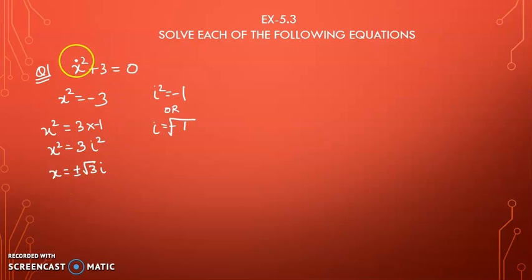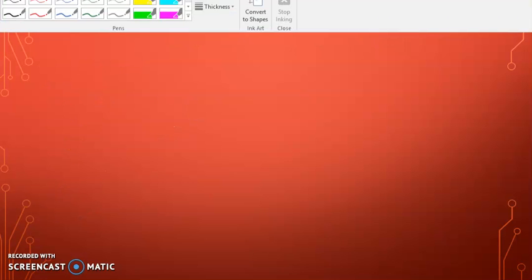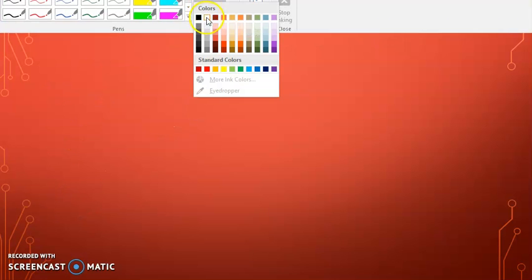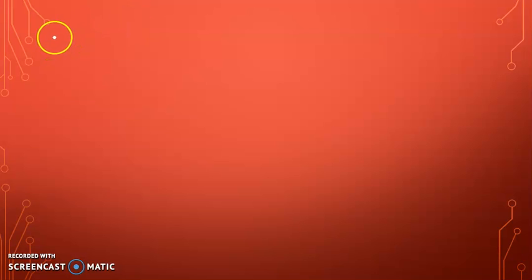Since it is a quadratic equation, and the fundamental theorem of algebra says a polynomial of degree n will have at most n roots, plus root 3i and minus root 3i are the two values. So this is your answer. Are you following, students? So easy, nothing difficult. So in this way we will solve all the questions very easily. Okay, let me explain one more question.